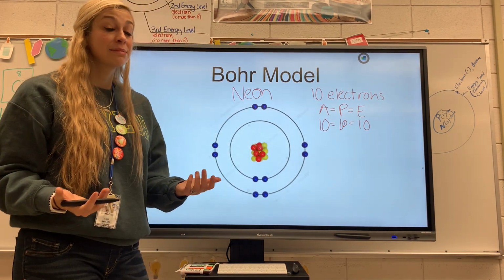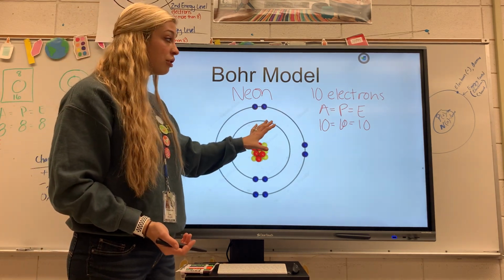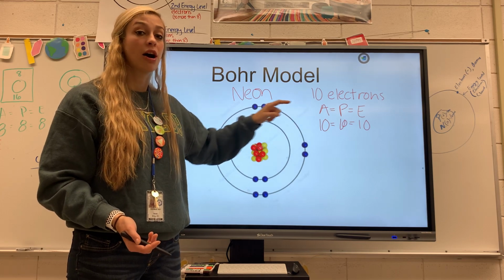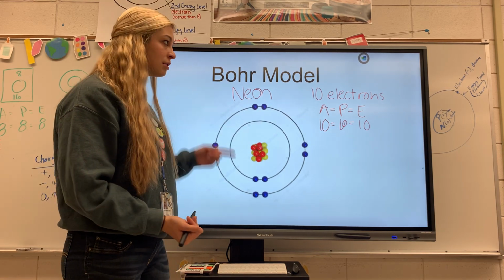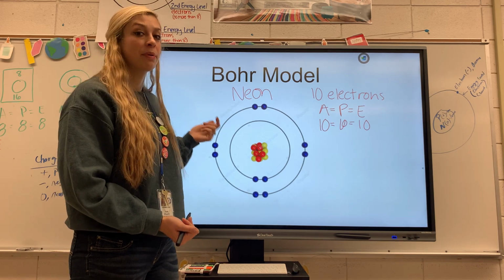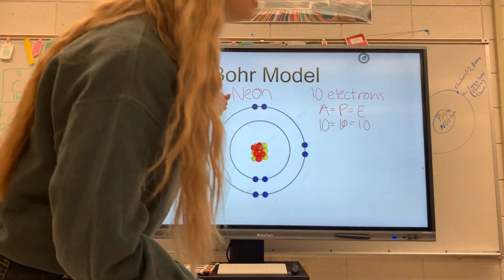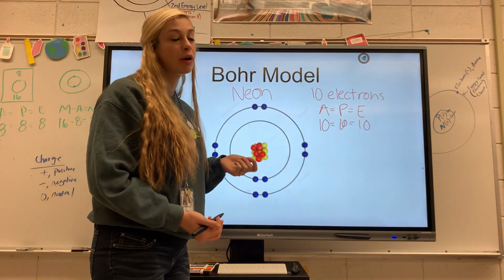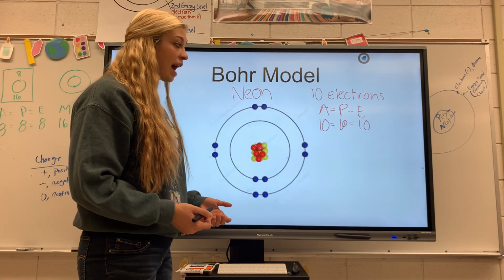So if it asks me what element it is, then I'm just counting the electrons or the protons to figure out the atomic number. If it asks me what the mass is, I just look at neon on the periodic table. Neon's mass on the periodic table is 20.1, so 20. There's a few other things that it could ask you.